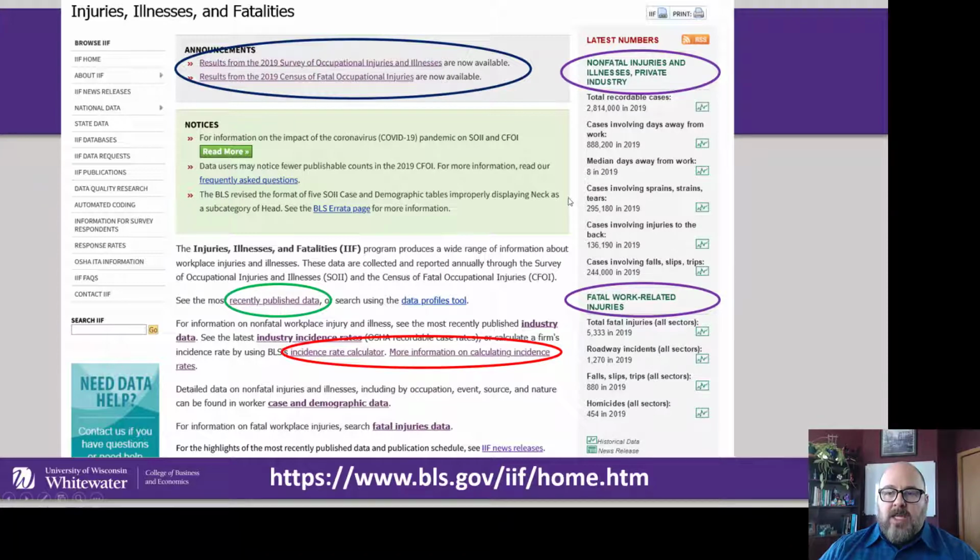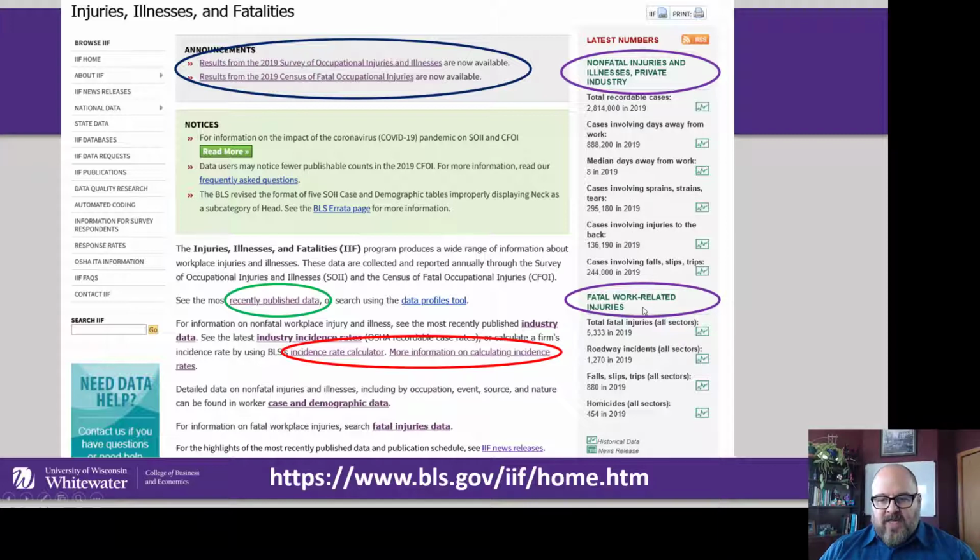It shows you the total recordables, or an estimate, essentially an extrapolation from their survey for 2019. The cases that involve days away from work, the median number, the number of sprains, strains, and tears, which tends to be number 1. Causes of injuries to the back, and slips, trips, and falls.